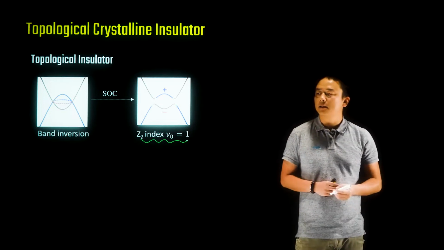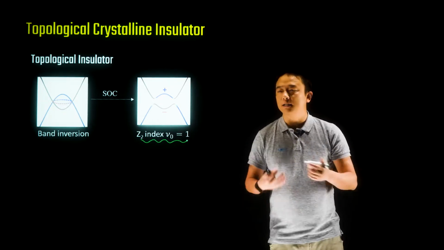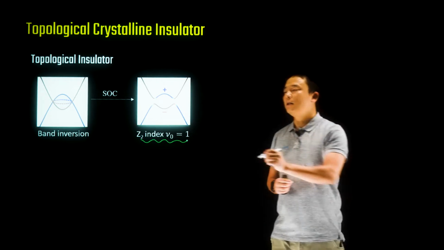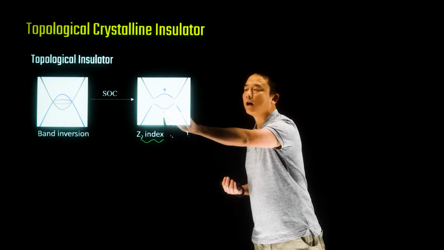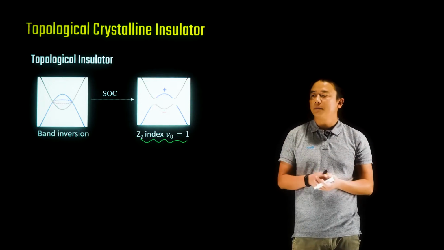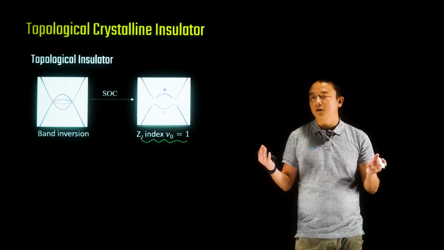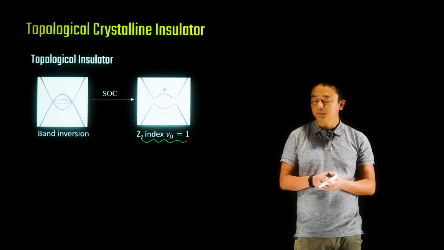This Z2 index, it can be 1 if there is a parity switch between the valence and the conduction band. And that, for simple, we count the parity in the valence band if we get in total minus an odd number of minus, and then it's topological. If it's an even number, it's trivial.